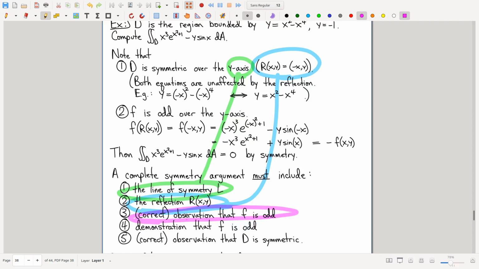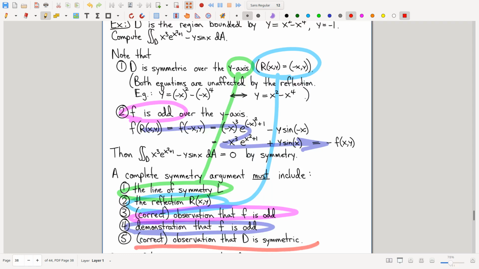I'm going to need you to state, and be correct, that the function is odd. And I'm going to need to see the algebraic argument, because why the function is odd is usually not immediately obvious. And sometimes it's pretty clear. Good news, that'll make the argument really easy to write down. But I do need to see the argument. And lastly, I do need you to state, and be correct, that the domain is symmetric.